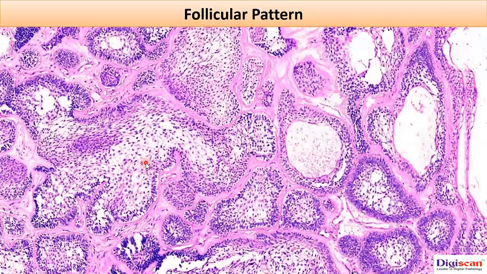Then follicular pattern. When the cells are arranged in follicles or masses arranged in follicular pattern, which is like this nest, large nest, irregular shaped. This is called follicular pattern. This is seen in tumors of odontogenic epithelium like ameloblastoma.